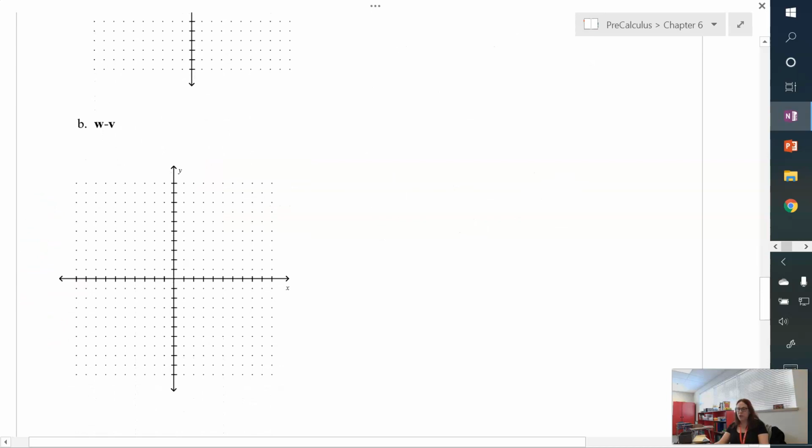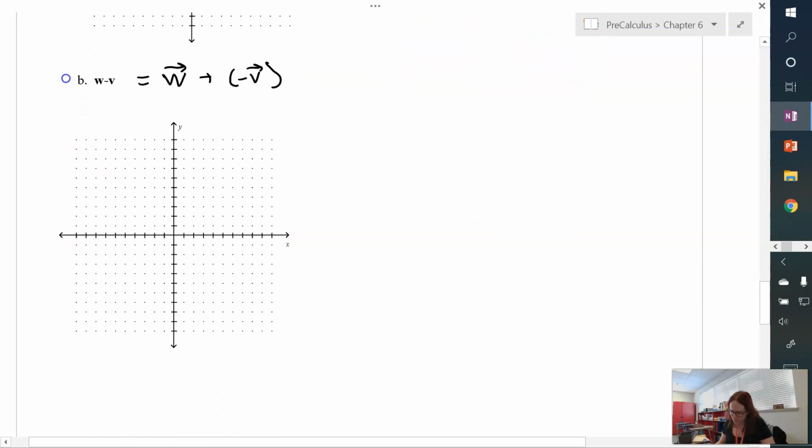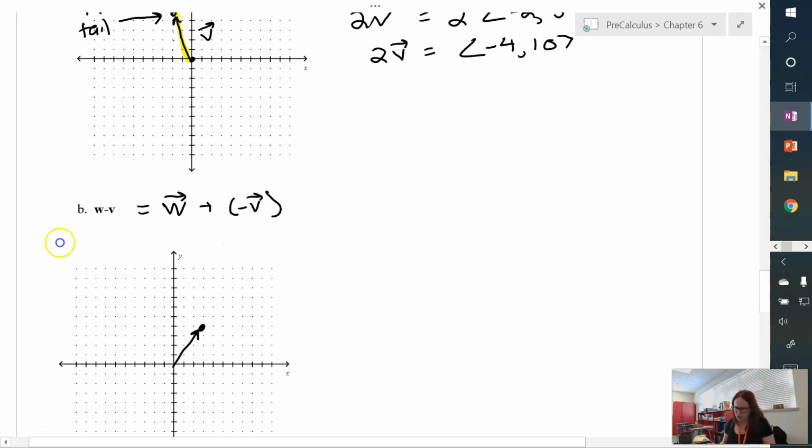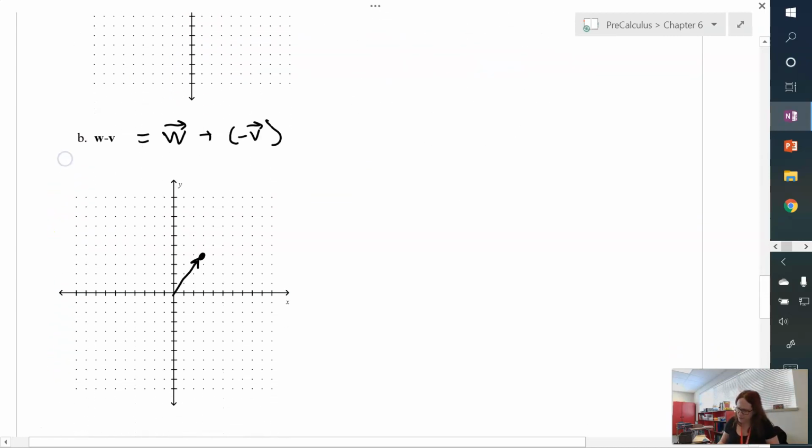Next one, we're going to do vector w minus vector v. Now I want you to remember that when you subtract, that's the same thing as adding a negative. So I'm going to plot a vector w, and then I need to do vector v, and I need to flip it around backwards, and then put that tip to tail. So let's get w. w is 3, 4. So I'm going to go over 3 and up 1, 2, 3, 4. Here's w. Okay, now vector v. Vector v is negative 2, 5.